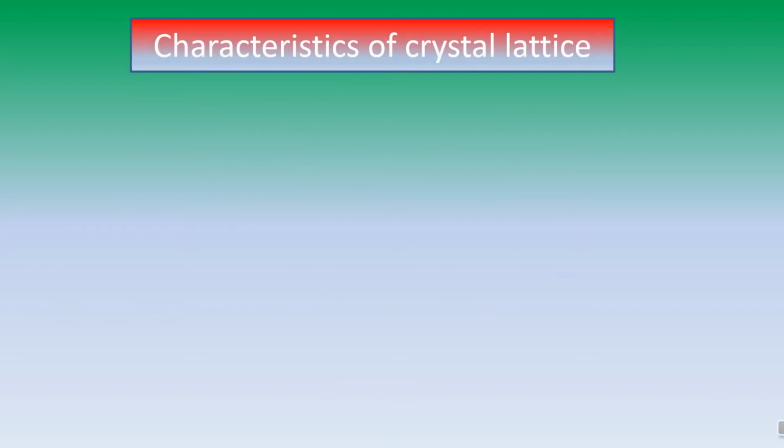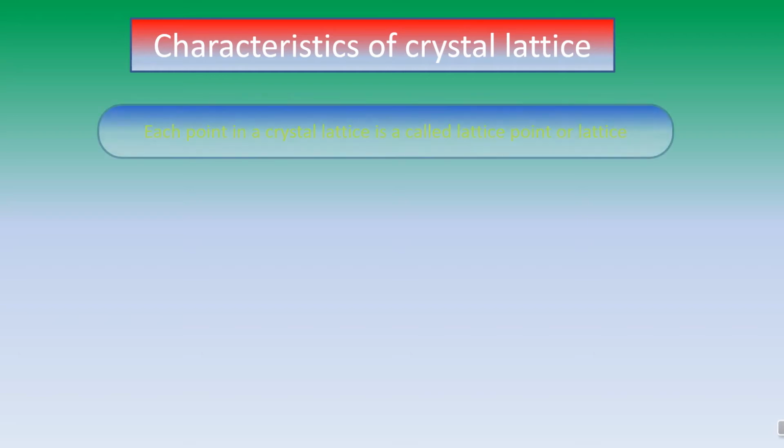Characteristics of crystal lattice. If you take a crystal lattice, what are its characteristics? We'll discuss one by one. First, each point in a crystal lattice is called a lattice point or lattice site. If you take a crystal lattice, each point we have indicated is called a lattice point or lattice site.